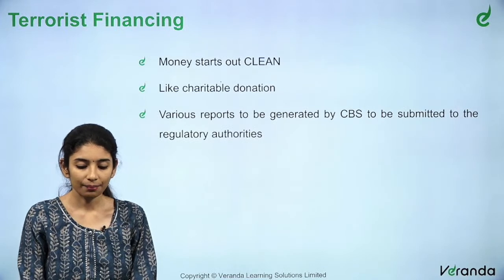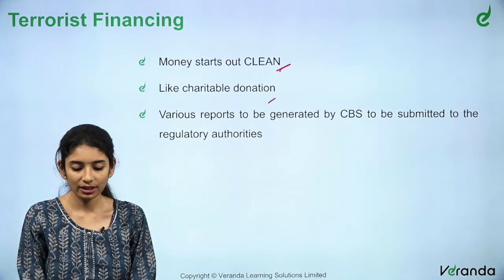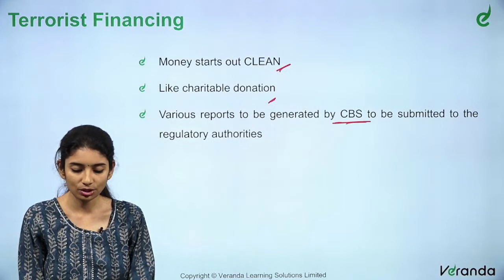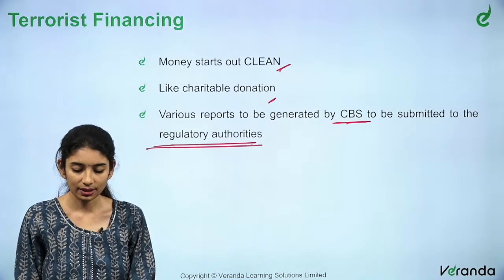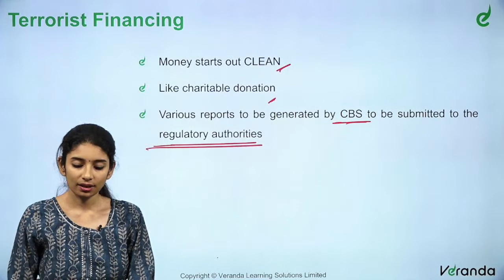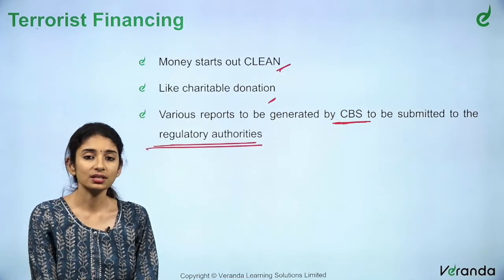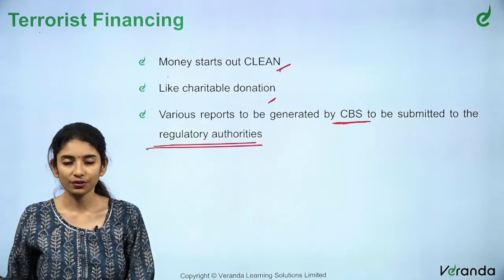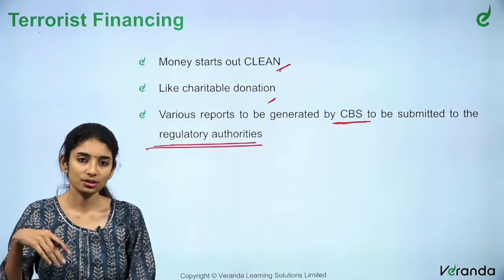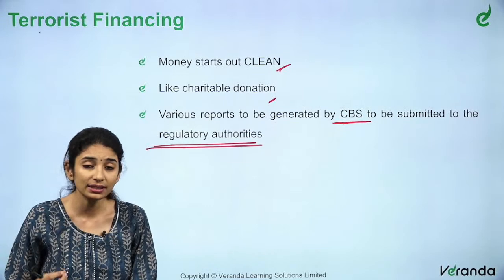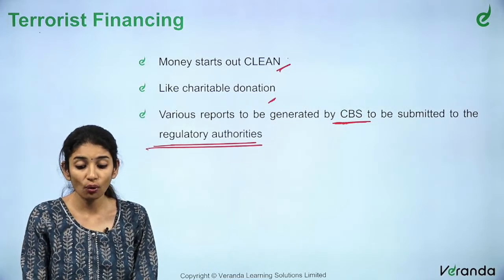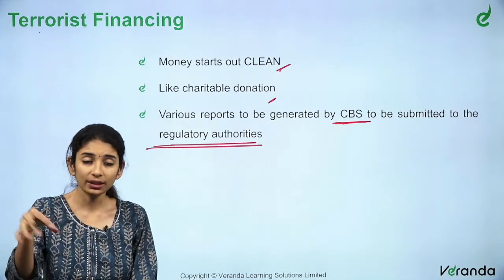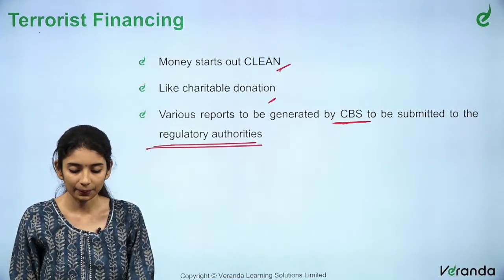Terrorist financing: money starts out clean, like a charitable donation. Various reports need to be generated by CBS to be submitted to the regulatory authorities. Why terrorist financing is different from money laundering is because in money laundering, the first source is my bribe, which is my illegal activity. But in terrorist financing, the source is a clean source. It's like a charitable donation, and from there it goes for terrorist financing.